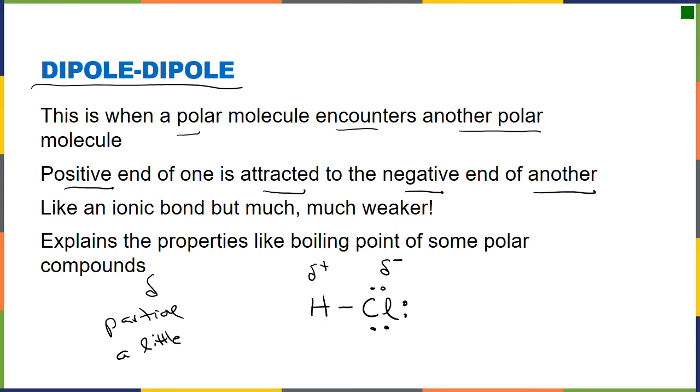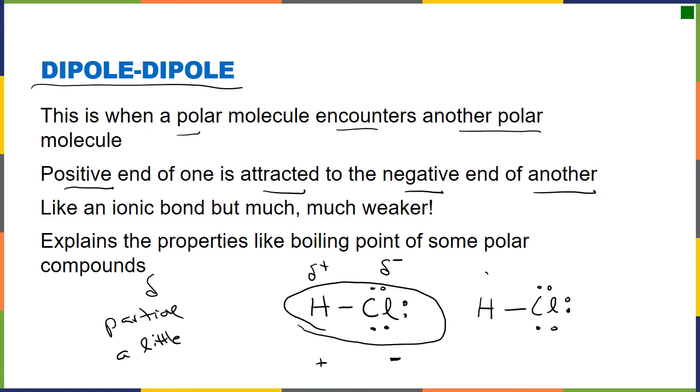As we got a partial positive and partial negative, it means that this end is essentially positive and this end is essentially negative. Now we're not talking ionic, we're talking just a little bit, such that this thing is still a molecule. When we put another HCl here, the positive end of the other HCl, which is going to be this one right here, is going to stick to the negative end of this one. So we're going to have an interaction, and this is going to be our dipole-dipole. This is simply when two polar molecules are going to be attracted.